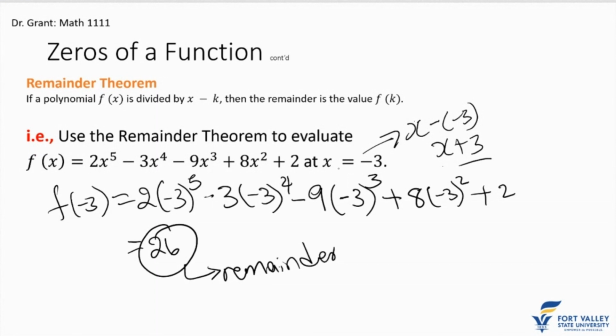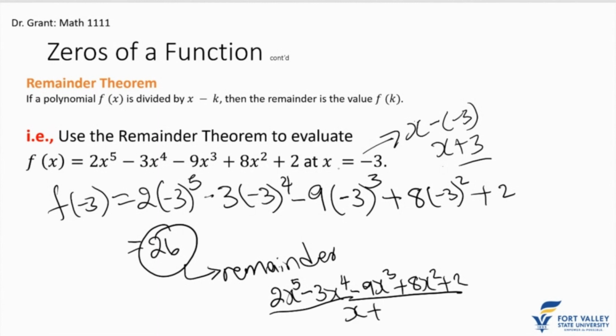When you divide 2x to the 5th power minus 3x to the 4th power minus 9x cubed plus 8x squared plus 2 by x plus 3. And you can always check to see if this is the case.